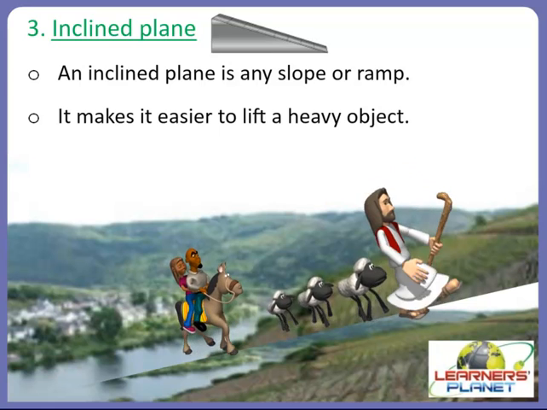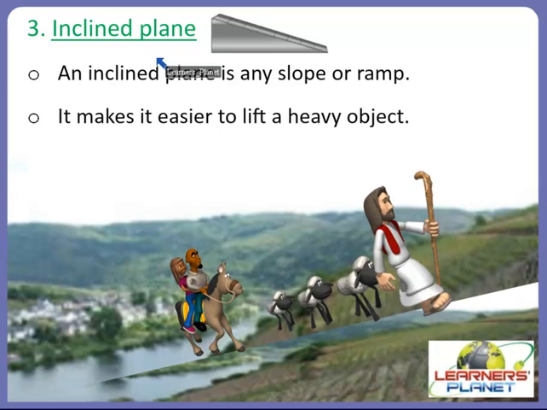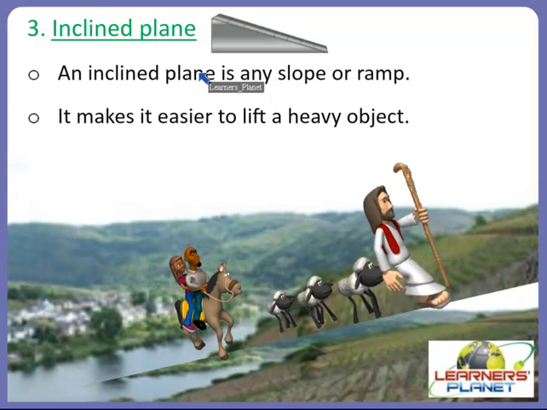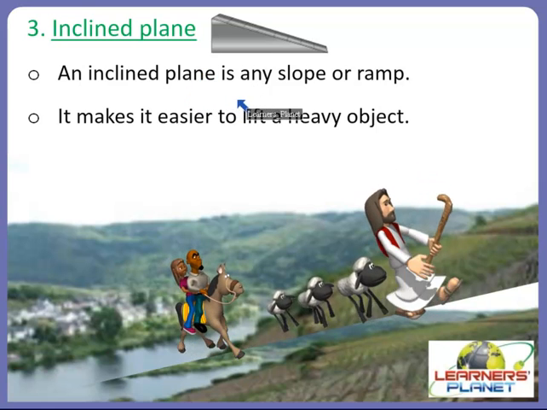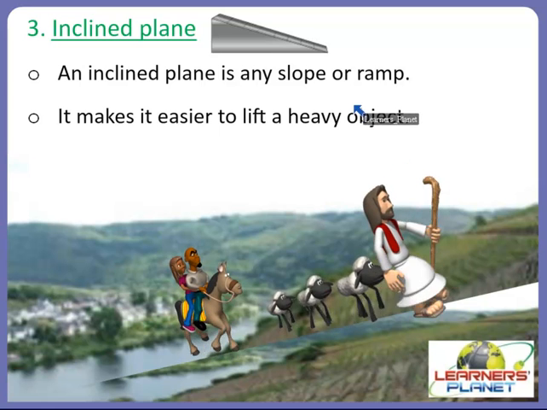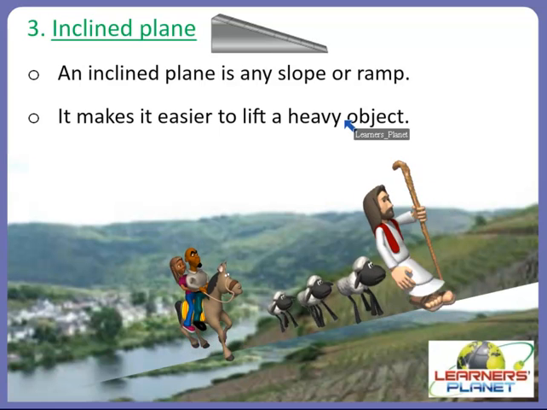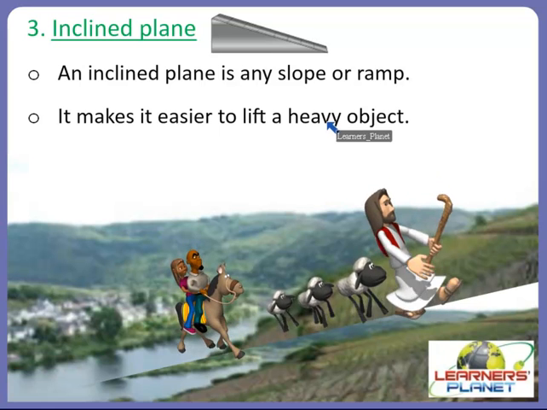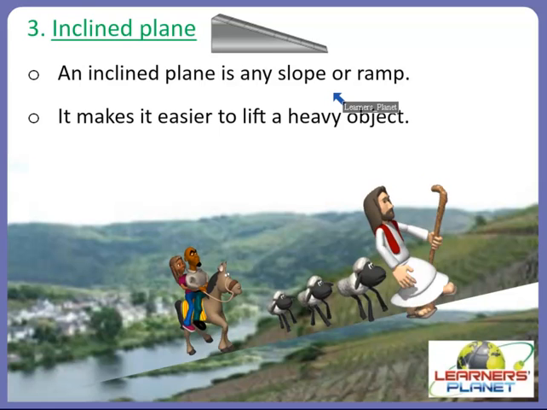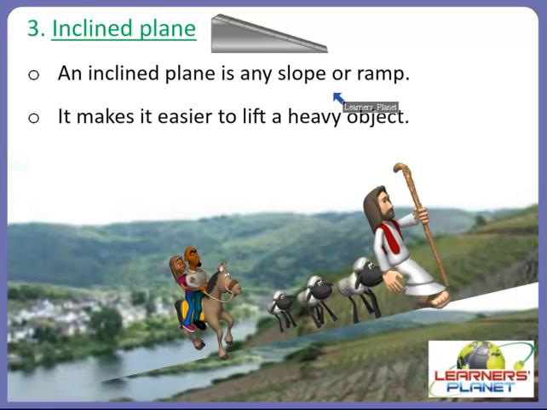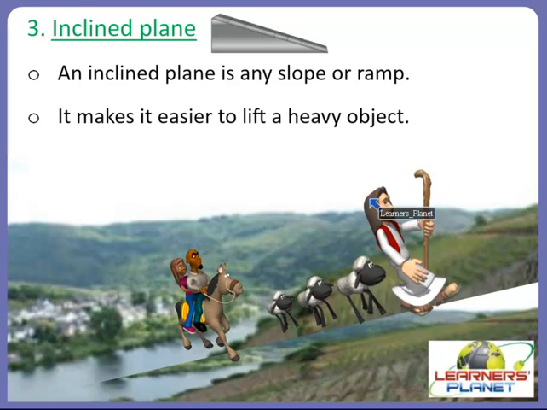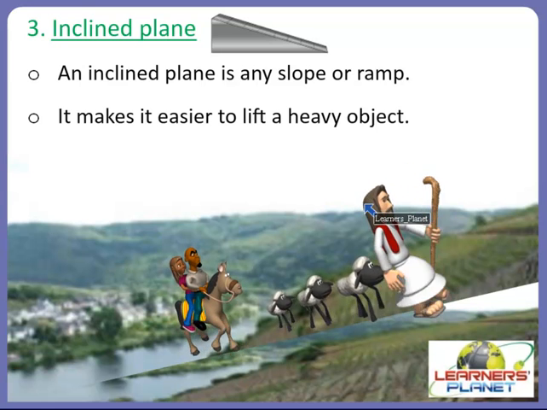Now we are going to study about the inclined plane, right? So children, what is an inclined plane? Yes, an inclined plane is any slope or a ramp. It makes it easier to lift a heavy object, right? So basically we can say that an inclined plane is a sloping surface. It is very easy to push or roll an object up an inclined plane than to lift it directly. So basically an inclined plane is any slope or a ramp, like a wheelchair ramp or a slide.